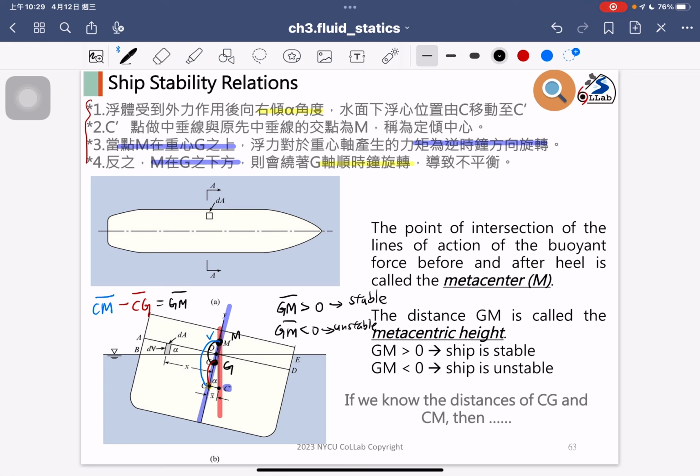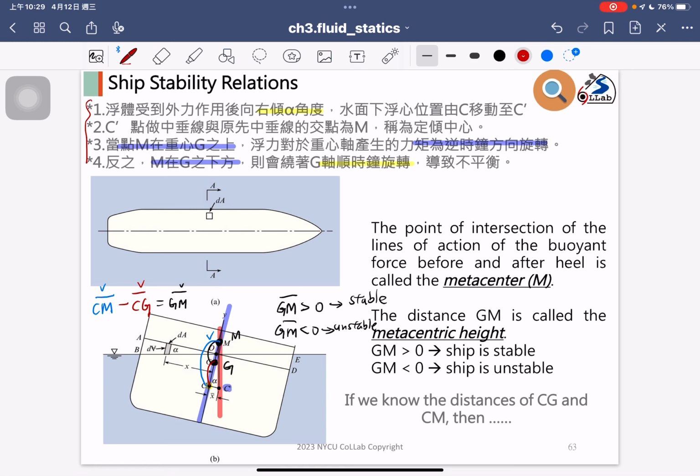So the idea is it is very difficult to find the GN distance directly. So we can just try to find the CN distance and the CG distance. And the CN minus the CG will equal the GN distance, and we just identify whether the GN is positive or negative, and then we say the particle is stable or unstable.